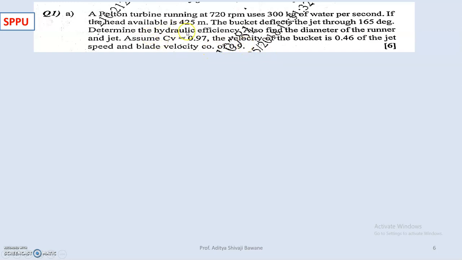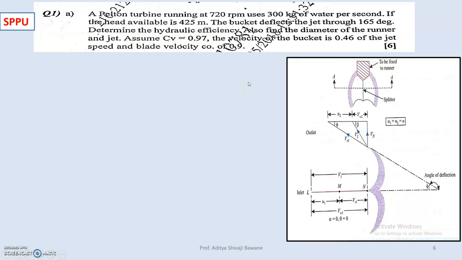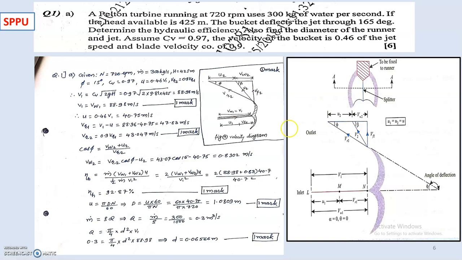How will you find out hydraulic efficiency? Equal to, we can say, output power by input power. Output power is nothing but shaft power. In this case shaft power is not mentioned, which means we need to consider rotational energy. Rotational energy is nothing but m dot (Vw1 plus or minus Vw2) into U, divided by input energy, which is kinetic energy, half m V square. So let us understand this.